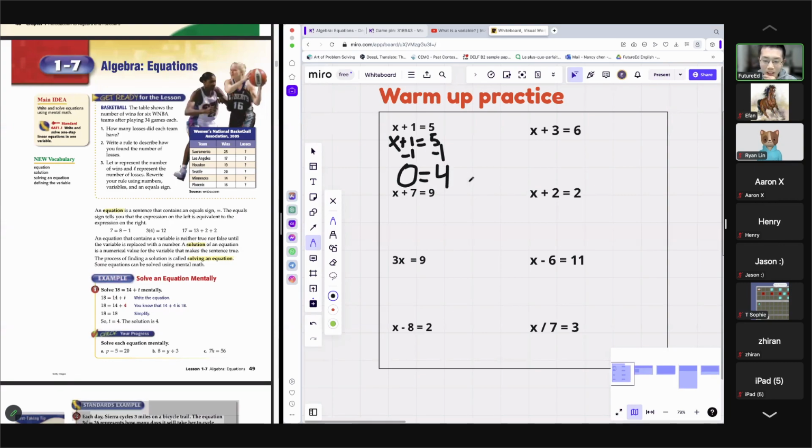Does 0 equal 4? Did I do something wrong? What do you think, Henry? Remember, you did subtract 1, I'm glad you did that. But what happened to the x? Did anything happen to the x? Nothing. Exactly. Nothing happened to the x, which is why I'm not supposed to put a 0 here. I can just put an x, because plus 1 minus 1 cancels itself out. So you get x equals 4. This would be the answer. Thank you, Henry.